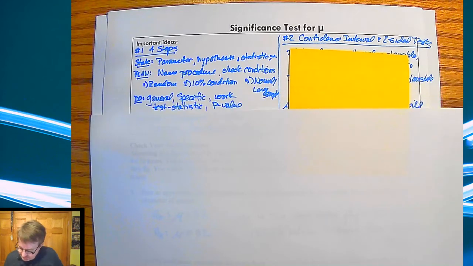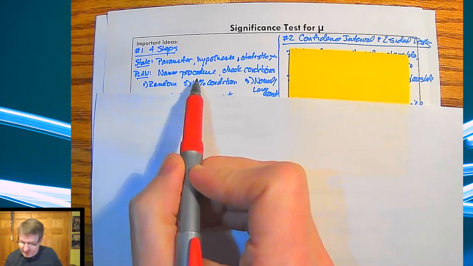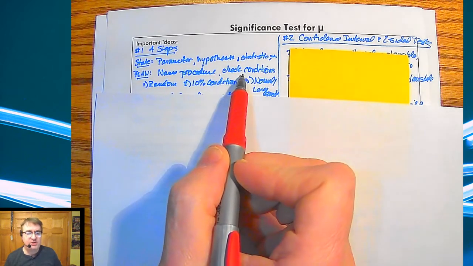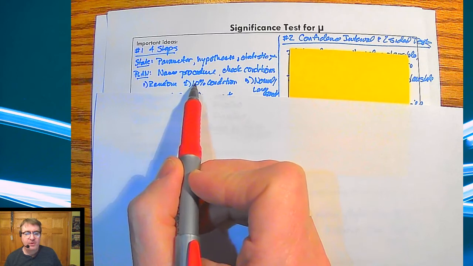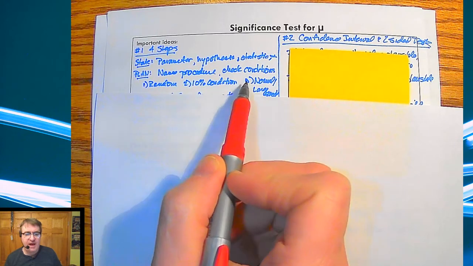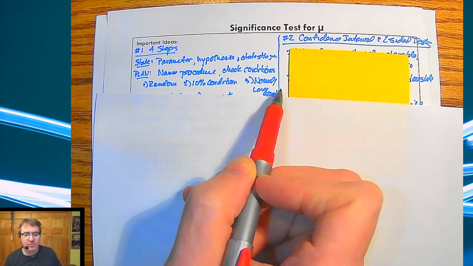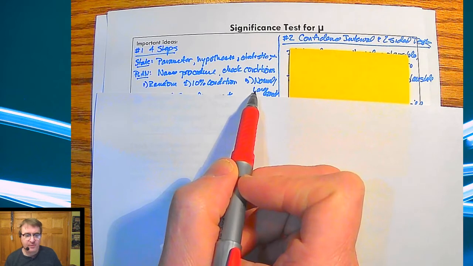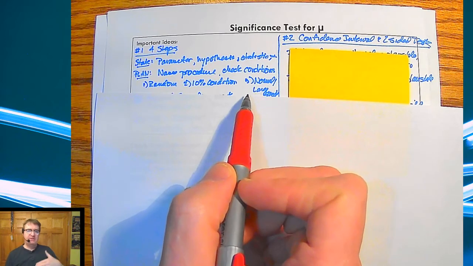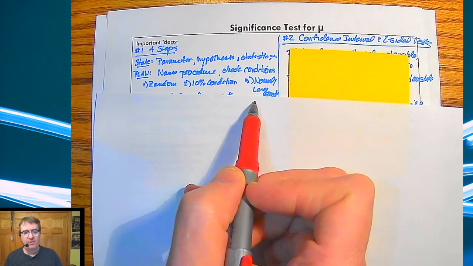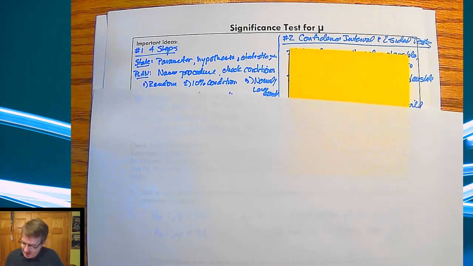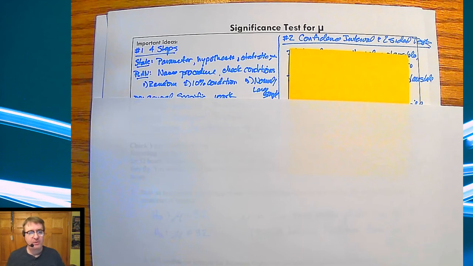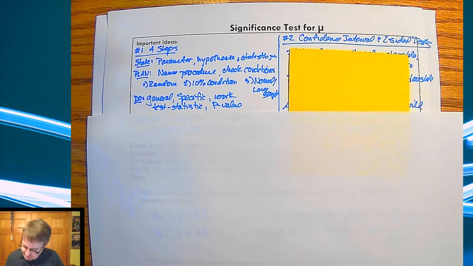Now, you also have to go through for your plan. You're going to name the procedure and check your conditions. Your three conditions here are: random, do you have a 10% condition, and is it normal or large counts? So is the sample normal or hitting large counts? You could also look at the pattern, that there are no outliers or skews.